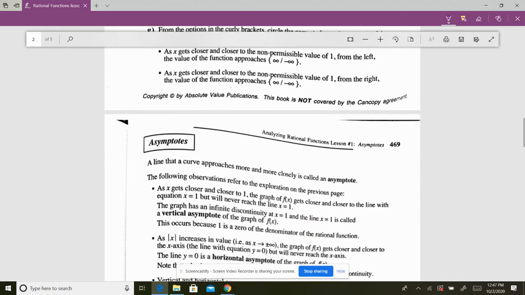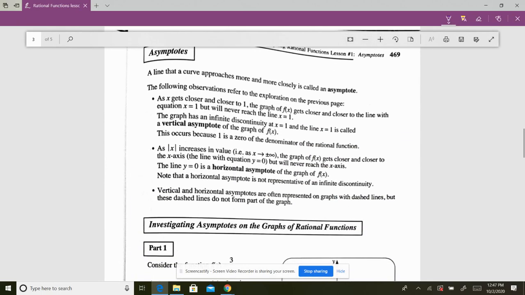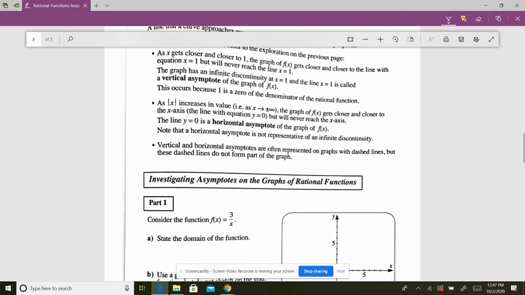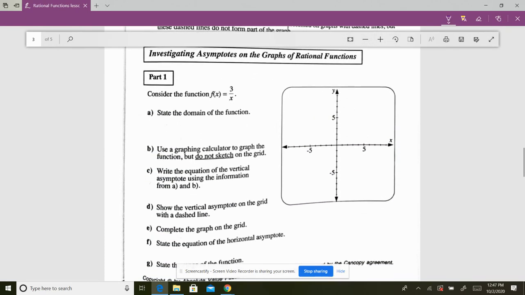All right. That's basically what this is saying. We're going to look at this graph, and we're going to sketch this graph. So 3 over x. State the domain of the function, i.e., what can x not be?